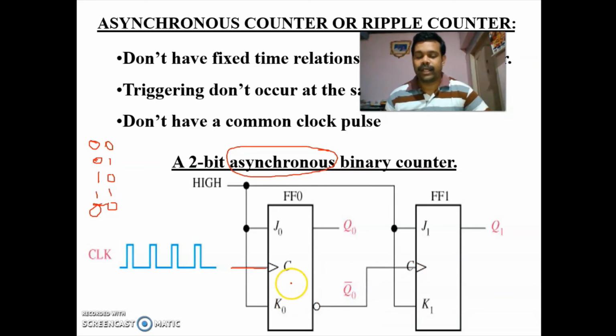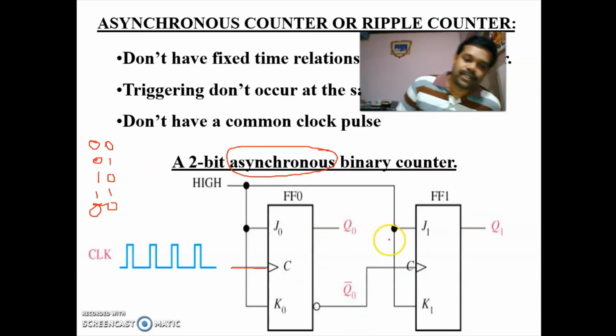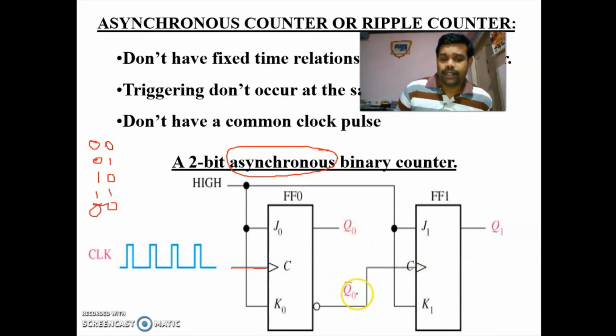So you're not giving the clock directly to the first one, and for the second one and for successive ones, you will be taking the inverted output of the previous stage and giving it as the clock to the next stage. Okay, so this is the diagram.